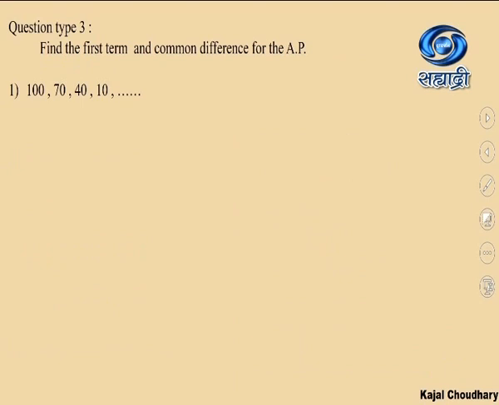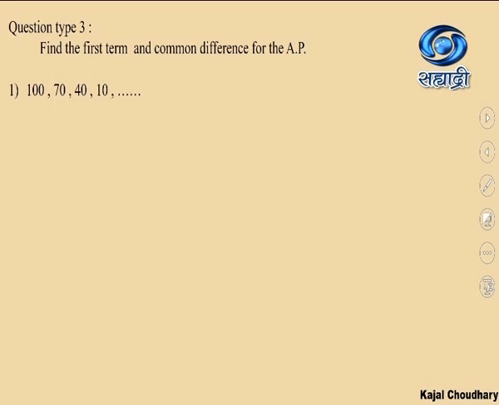Type 3: find the first term and common difference of the AP. The sequence is given as 100, 70, 40, 10. Now, keep in mind for this question, it is given that we have to find it for the AP.